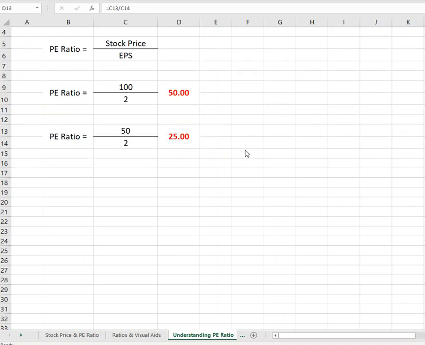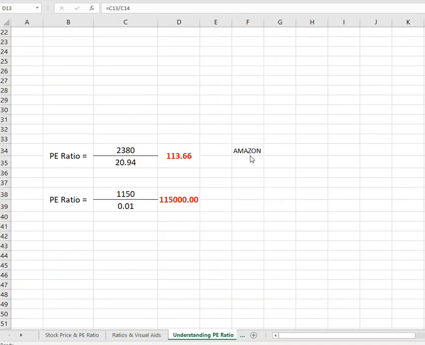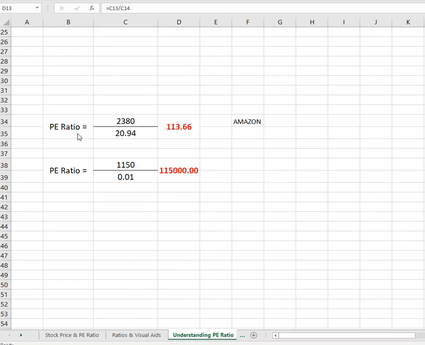So I took a real company to show you an example. Here's Amazon, and these are real numbers from today. The stock, when I made this Excel file a few minutes ago, was trading around $2,380 per share. And they have earnings per share of $20.94. So their PE ratio is 113.66. That's pretty high, right? I mean, that's a high PE ratio. Again, I like PE ratios in the teens, maybe the 20s. This is quite high.